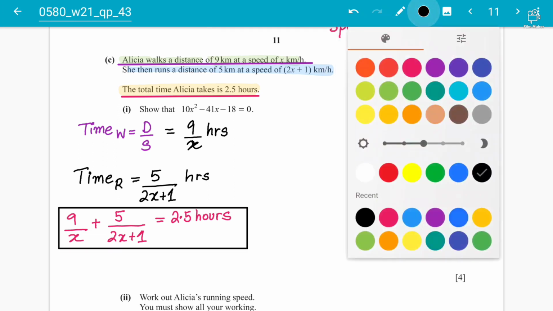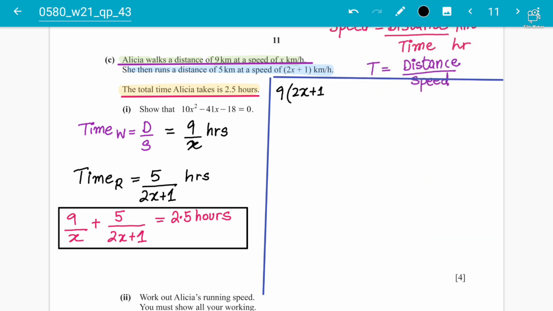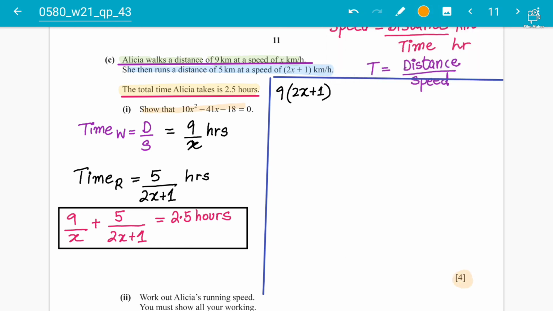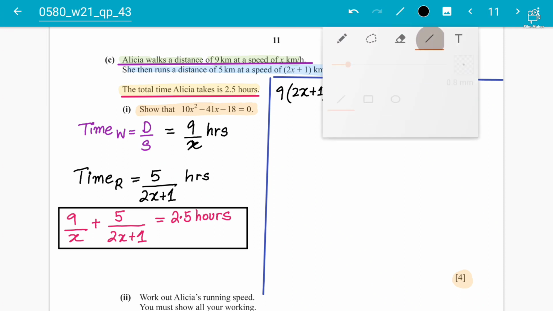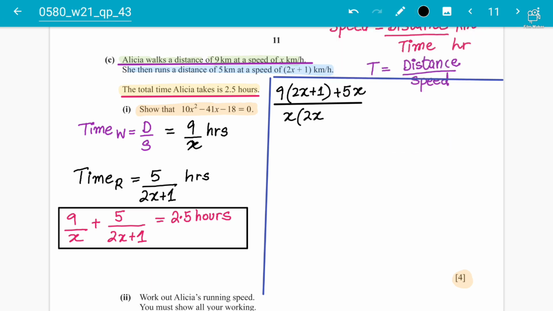Hope everyone is clear. So let's quickly solve this. Let's make a working here. You take the LCM, so 9 into 2x plus 1, because the question requirement should be clear to you. For 4 marks you have to show that it will be 10x squared minus 41x minus 18. So it will be 9 times 2x plus 1 plus 5 times x, divided by the LCM that you have taken, x into 2x plus 1, is equal to 2.5 hours.